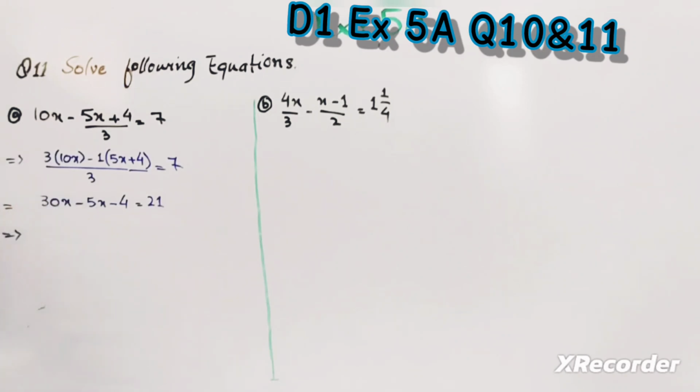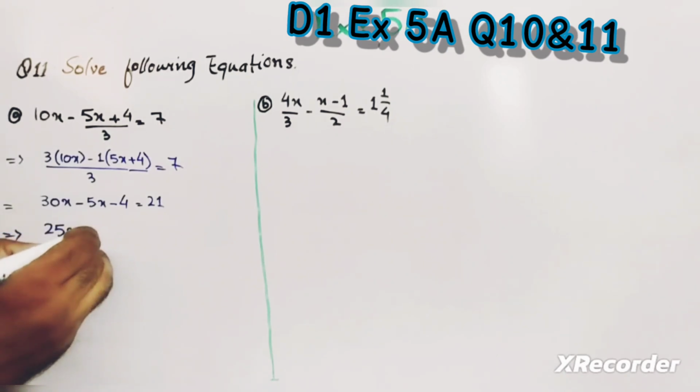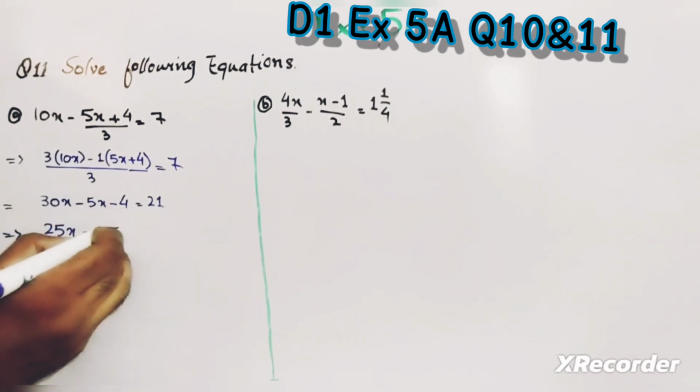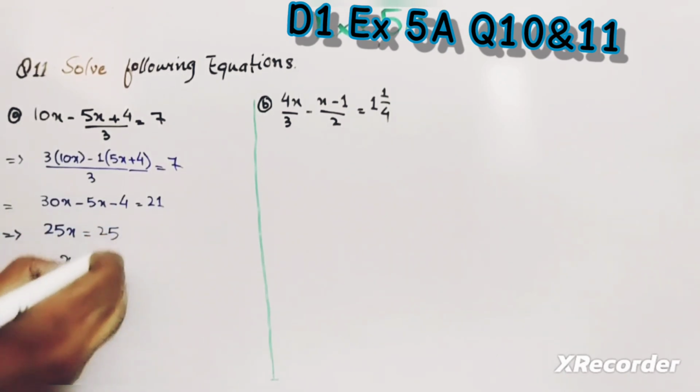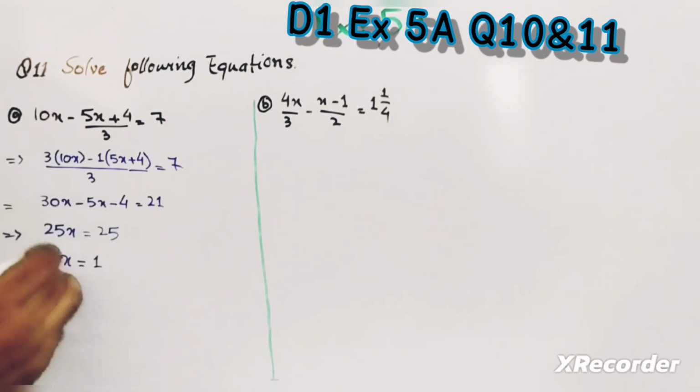Now 30x less 5x is 25x, and this moving to the right side becomes positive, equal to 21 plus 4 is 25, and our x will become 25 upon 25, that is 1, our required answer.